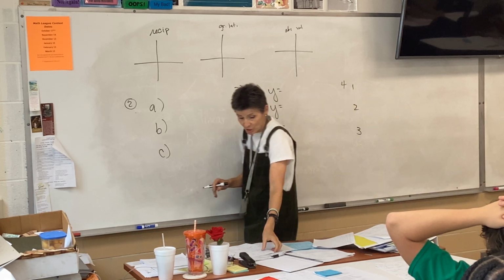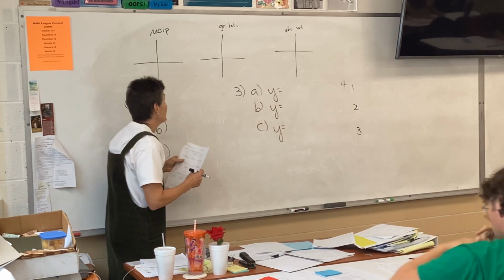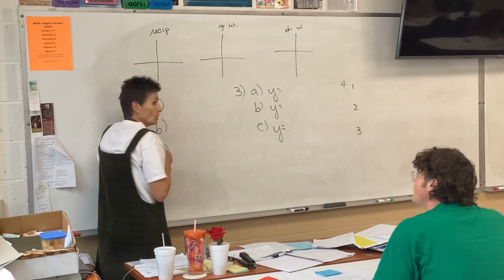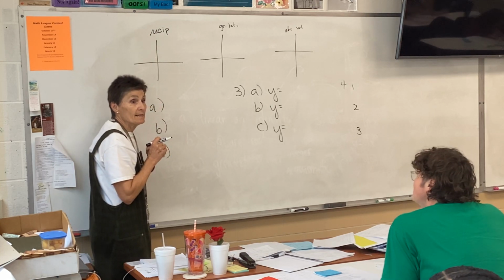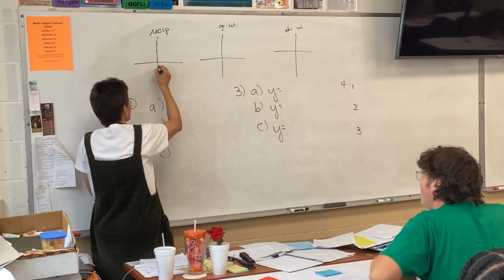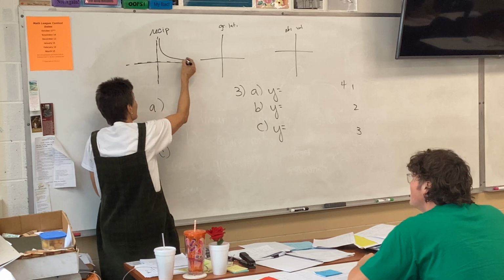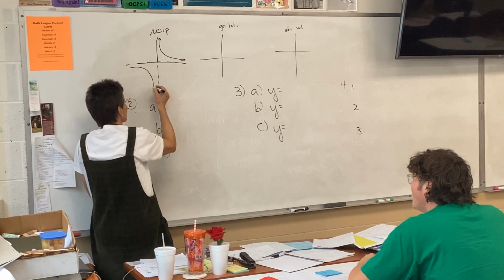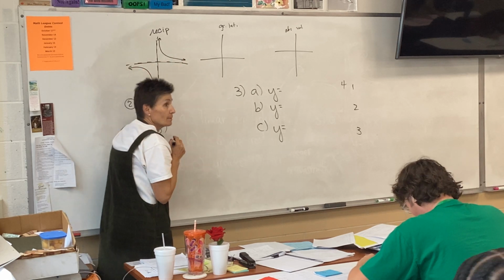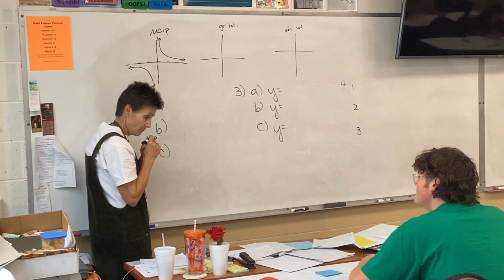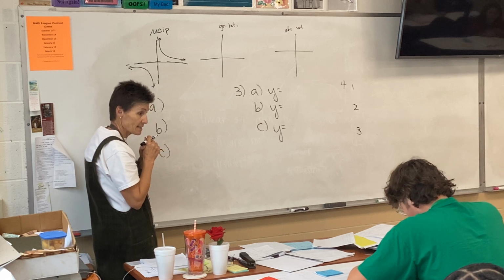All right, sketch the indicated curves. To remind myself, I wrote the names up here. What does the reciprocal look like? It's the one that has two asymptotes that cross each other. Yeah. That's your reciprocal function. That's the first one. That's what 1 over x is. That's the reciprocal.